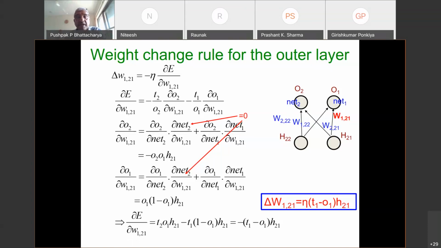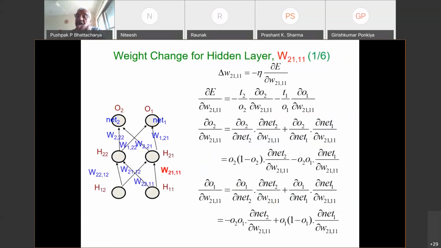Now we can carry this same idea forward, again doing it from first principles, to the weight change for the hidden layer. Now for the hidden layer, the handicap is that we do not know the target values. But we have our mathematical machinery at our disposal. So consider the change in this red weight, W2111, the weight going from hidden layer neuron number 1 of the first layer to hidden layer neuron number 2 of the second layer. We are interested in the change in weight for this connection.